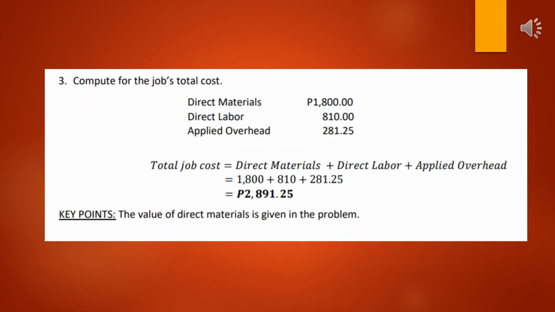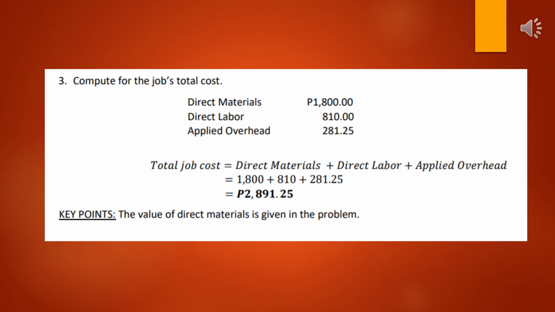Okay, so let's compute now the total job cost. Direct materials is 1,800, then the direct labor is 810 as we computed in step number 1, and applied overhead is 281.25 as we computed in step number 2. So we add them all together, therefore the total job cost is 2,891.25. So we have key points here. The value of direct materials is given in the problem. So do not be confused, it was given earlier.